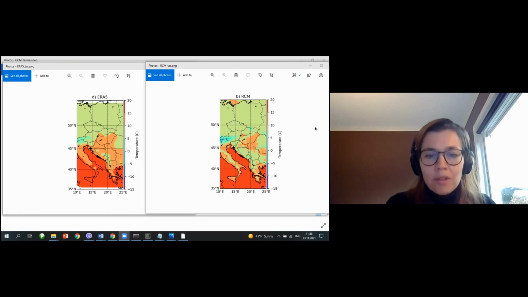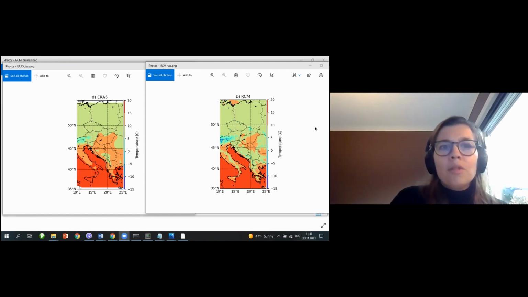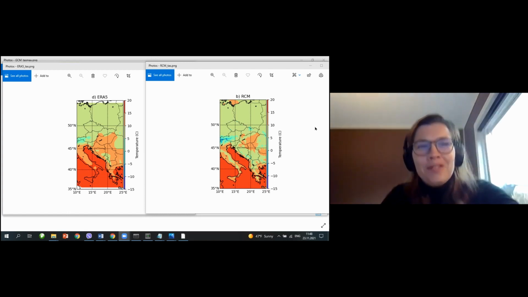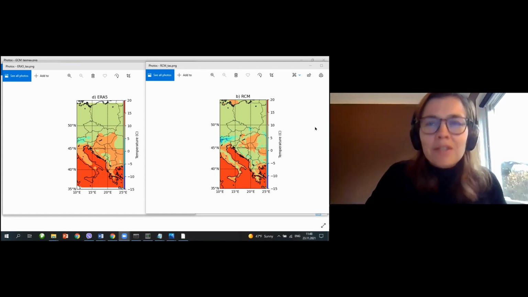You can also use several reanalysis, and they are available to everyone. You just need to create an account, and you can get access to reanalysis everywhere over the globe. So just something to remember when you look at regional climate models.